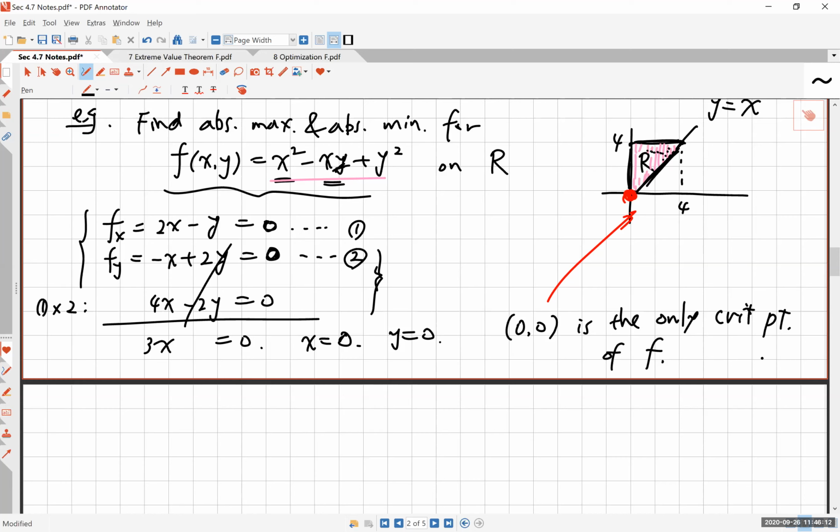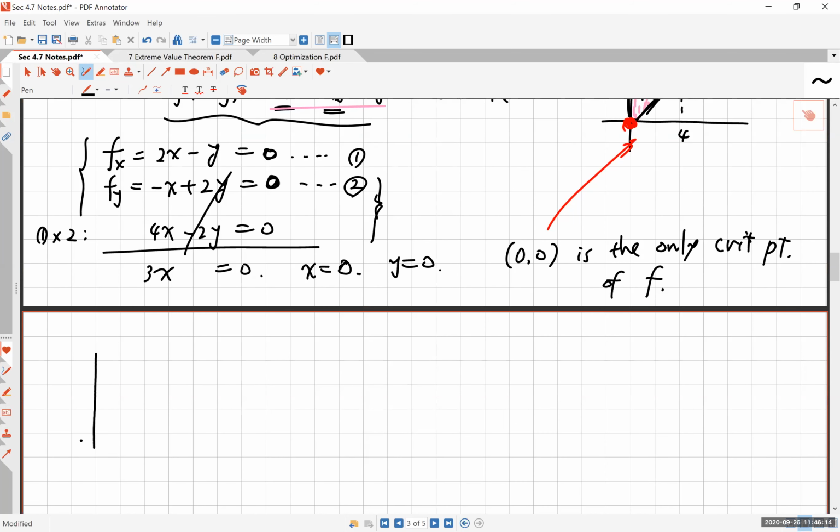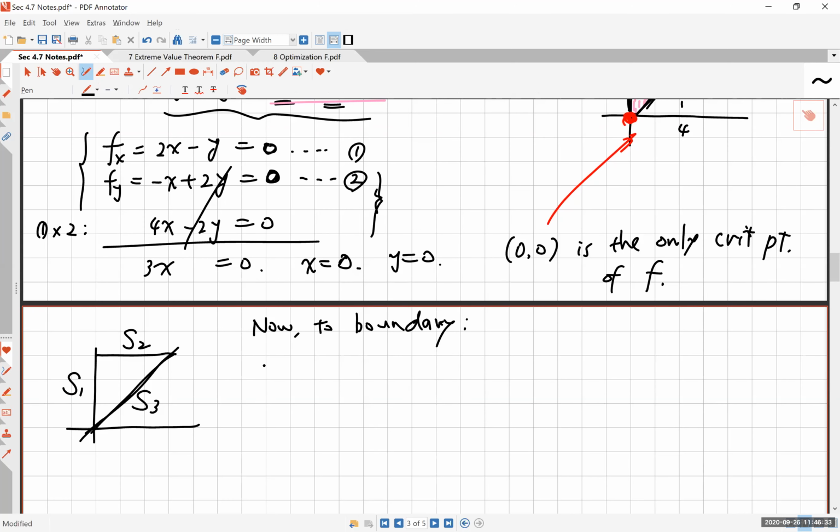Now we get to the interesting part. Okay, so allow me to draw this again. All right, so here I am going to call this side 1, side 2, side 3. Okay, so now let's go to the boundary. The boundary consists of 3 edges or 3 sides. S1, okay, what do you know about S1? This, by the way, is 4, 4, right? S1 goes from 0 to 4 along the y-axis. And so one thing you should know is x is equal to 0. Right?